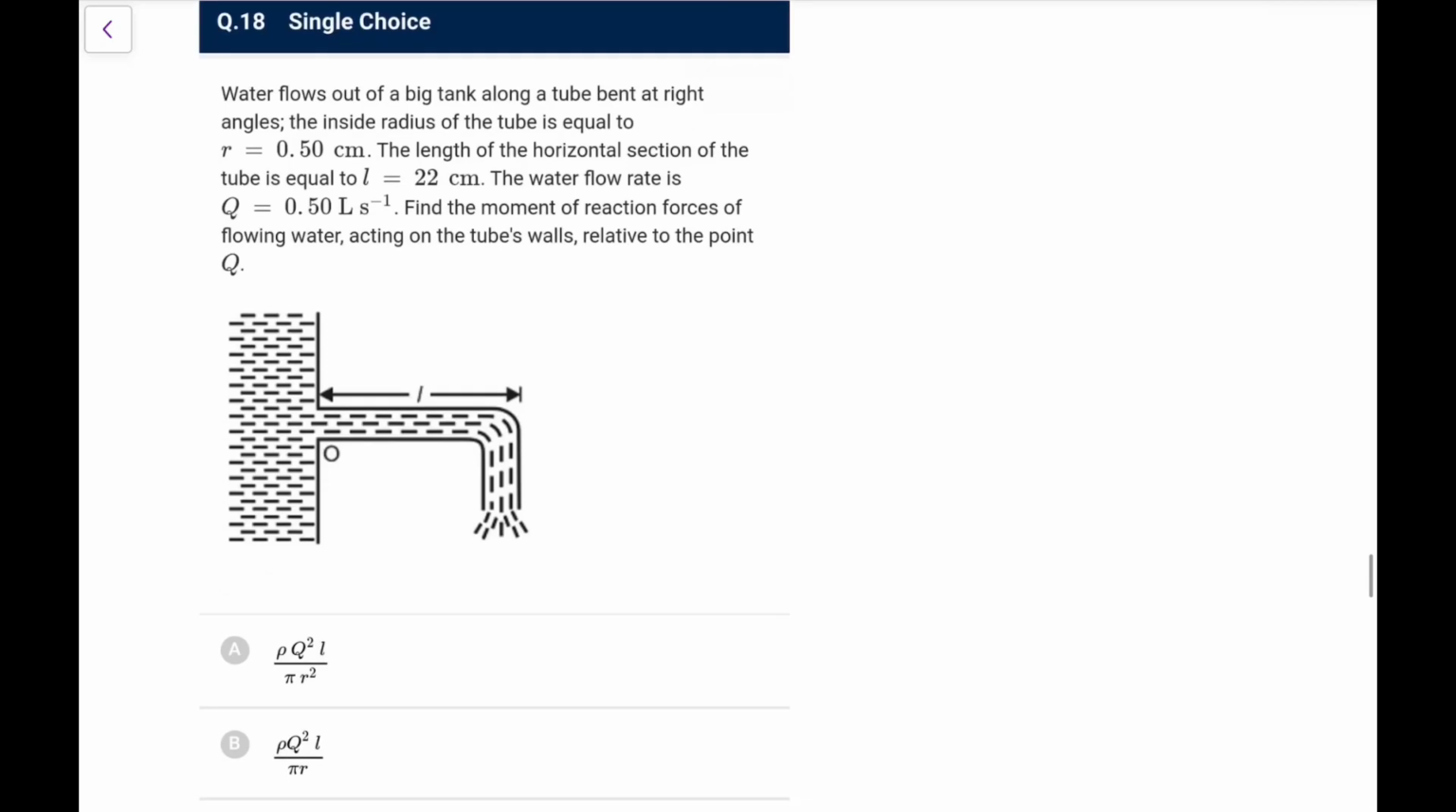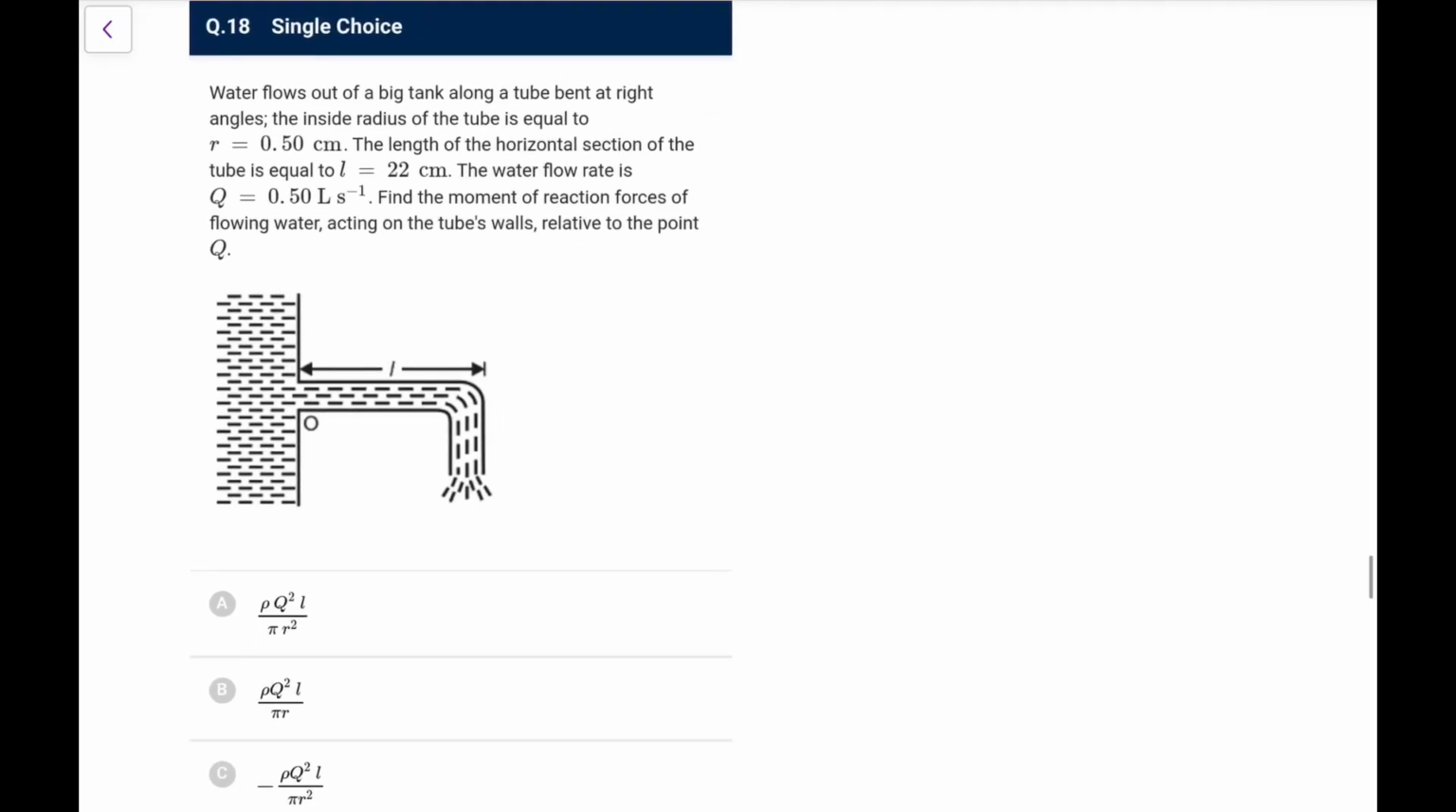Next one. Water flows out of a big tank along a tube bent at right angles. The inside radius of the tube is half centimeter. The length of the horizontal section of the tube is 22 centimeter. The water flow rate Q is this. Find the moment of reaction force of flowing water acting on the tube walls relative to the point Q. The point Q is not seen. I think it is talking about a point, which point, I don't know. It would be, let's say, O only. Nothing else can be done.